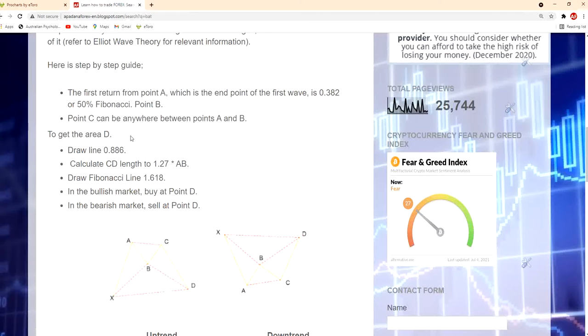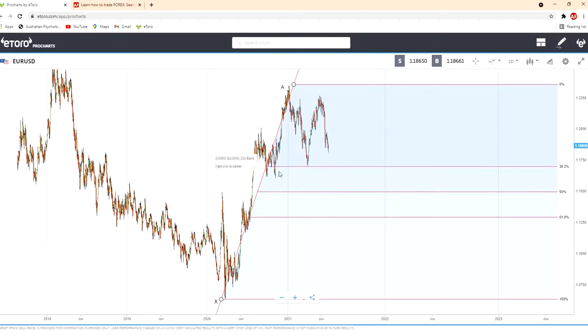To get to point B, the first return from point A, which is the end point of the first wave, is 0.382 or 50% Fibonacci point, or somewhere in between anyway. So we go here, we have a look. Yep, nicely 38.2% is the number. So we call this point B.